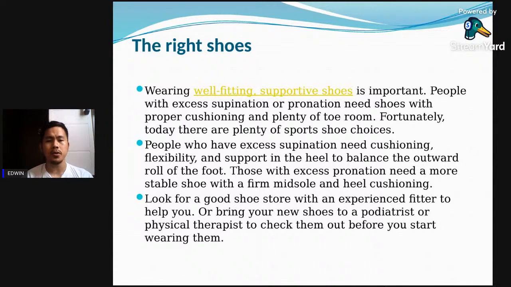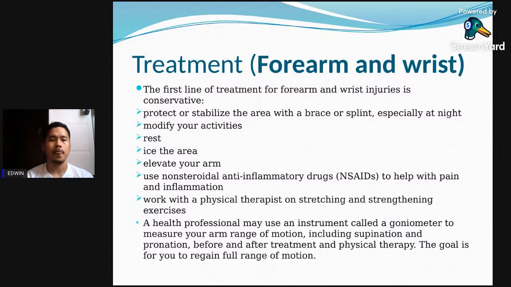Look for a good shoe store with an experienced fitter to help you, or bring your new shoes to a podiatrist or physical therapist to check them out before you start wearing them.